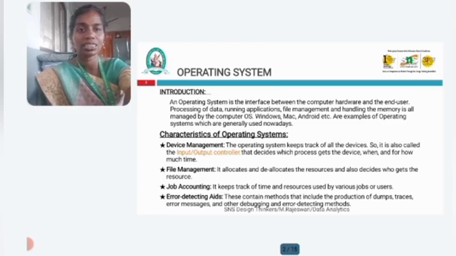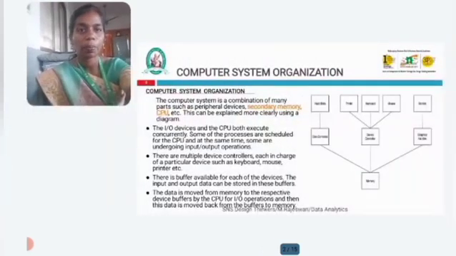The next characteristic of the operating system is error detecting aids. These contain methods that include the production of dumps, traces, error messages and other debugging and error detecting methods. So these are the basic characteristics of the operating system.